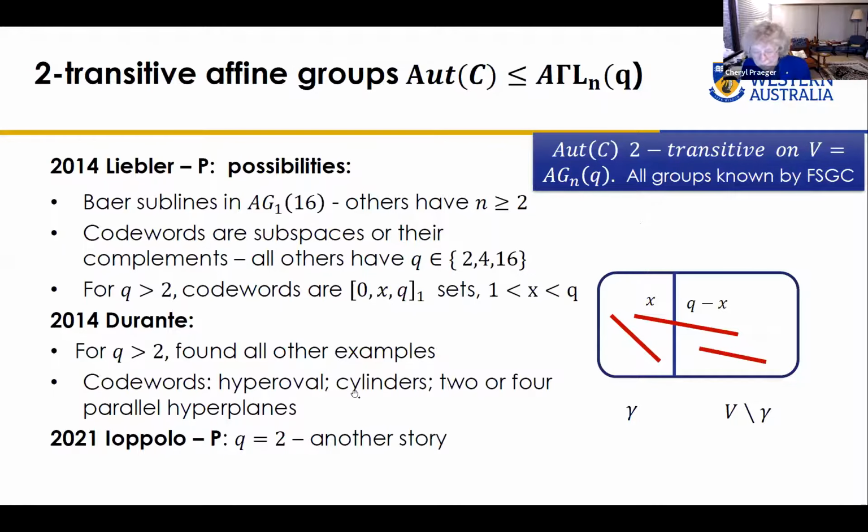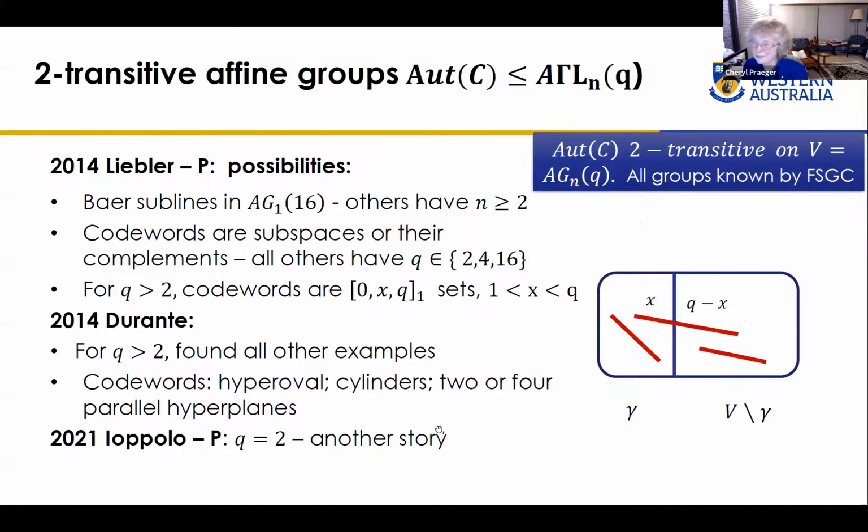Nico found cylinders which intersect crossways in this hyperoval. He found that you could take 2 parallel hyperplanes if the field was of order 4, or 4 parallel hyperplanes if the field had order 16. And he could prove that there were no others. So there's a very beautiful geometrical description of all of these cases.